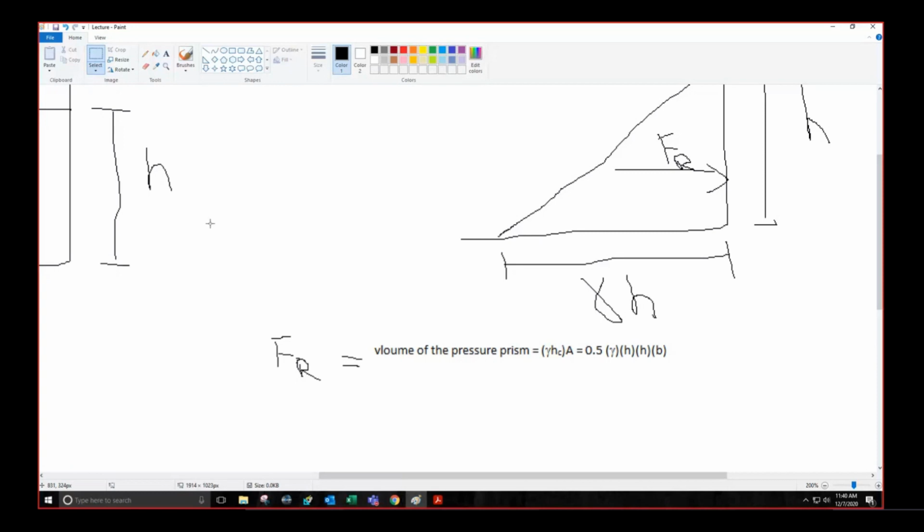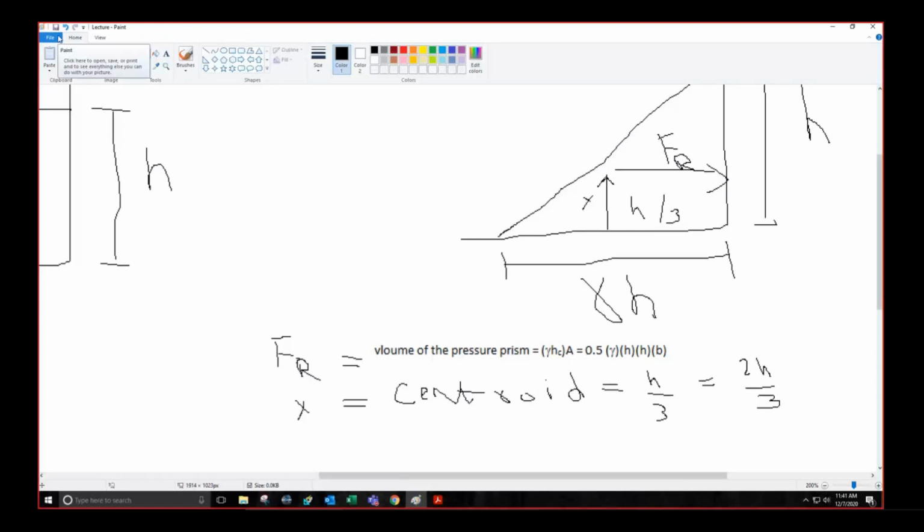And then we are interested in the location of this force, which is, let's say, y, where this force will act. So we said y will be equal to the centroid of this pressure prism. For a triangle, because the prism is triangular, this is usually h by 3 from the base. This y from the base would be h by 3, or from the top it would be equal to 2h by 3. Okay, is it clear?